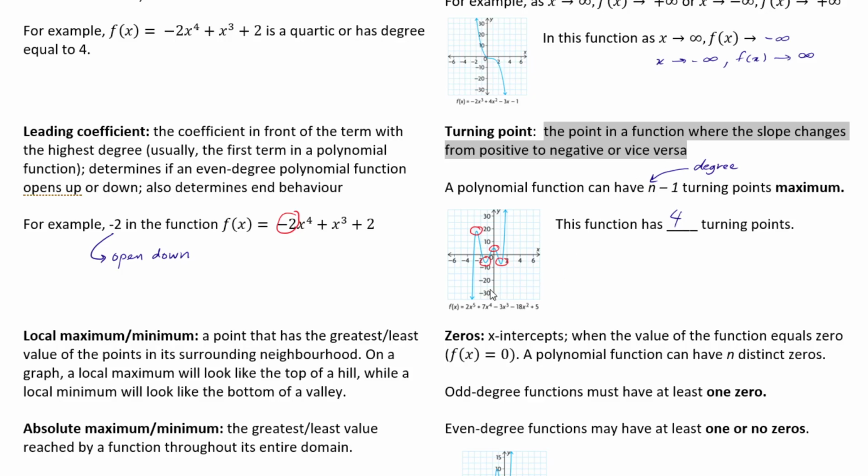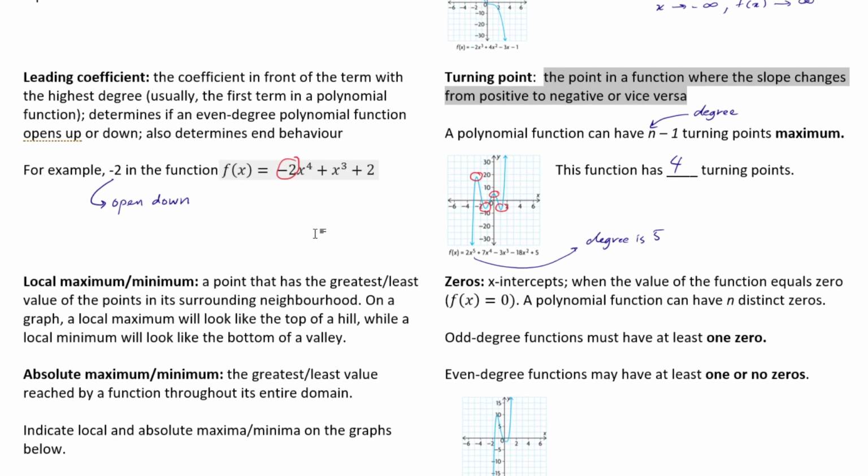And if we take a look at the degree here, we see that the degree is 5, and so therefore, yeah, it had a maximum of 4 turning points. All right.